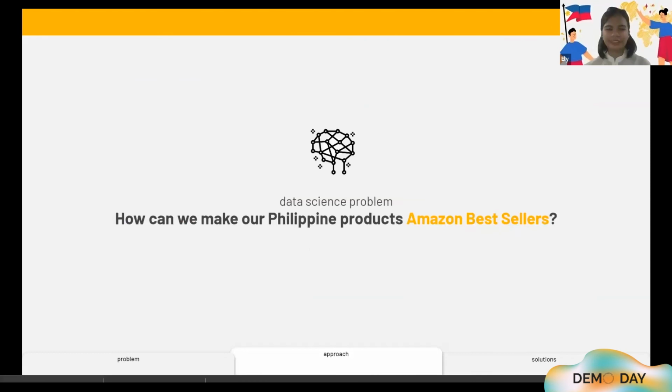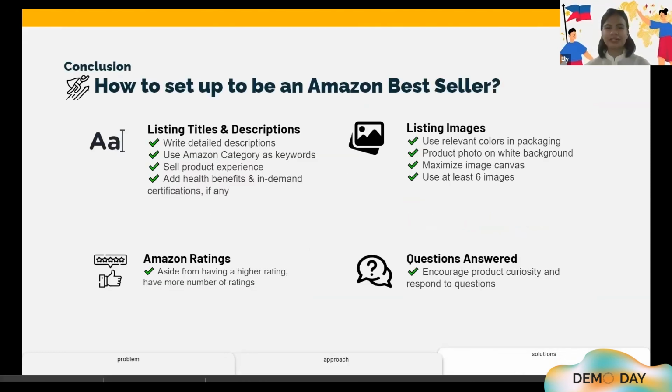So going back to our data science problem, here is our synthesis. To set up our local products for global success, we should pay attention to how we craft listings. Titles and descriptions are encouraged to be detailed, use Amazon categories, sell the product experience, and add health benefits or in-demand certifications if any. For listing images, we recommend using the relevant colors per category. They should also follow Amazon's best practices of using a white background, maximizing the image canvas, and uploading at least 6 images. Also, we encourage paying attention to continued listing management, eliciting user interactions, and getting more high-star ratings and questions answered on the listing.